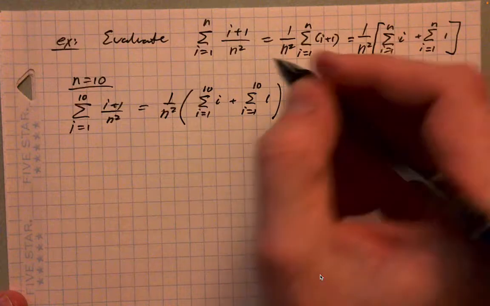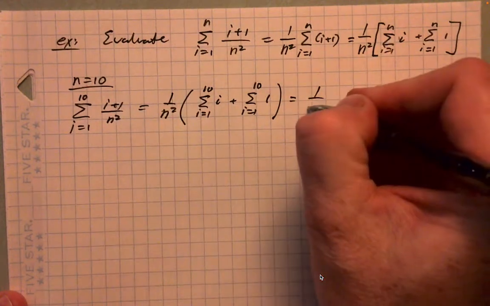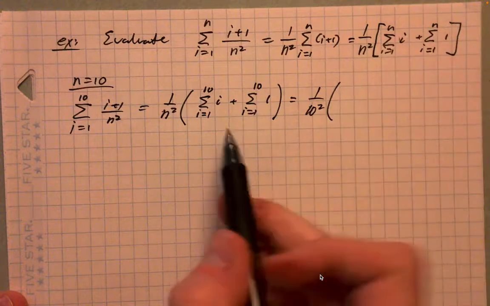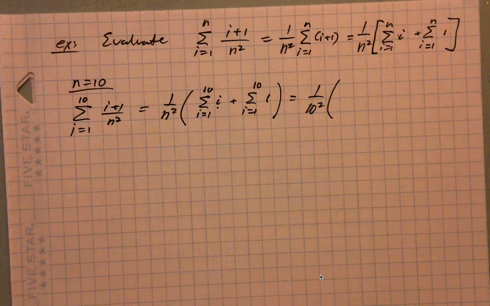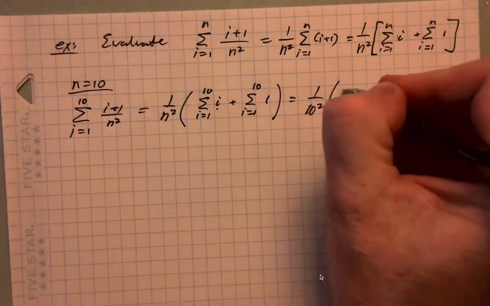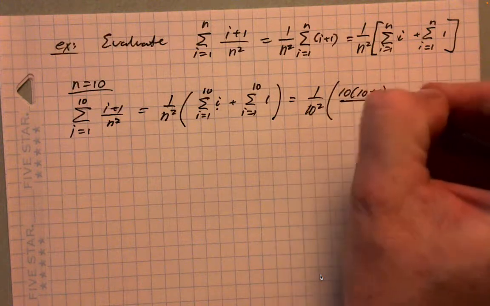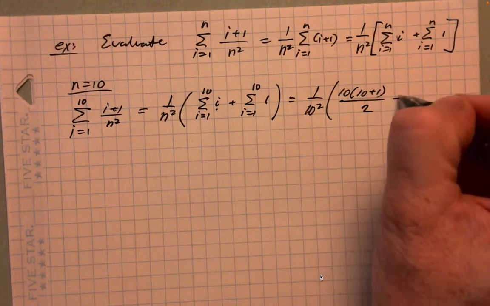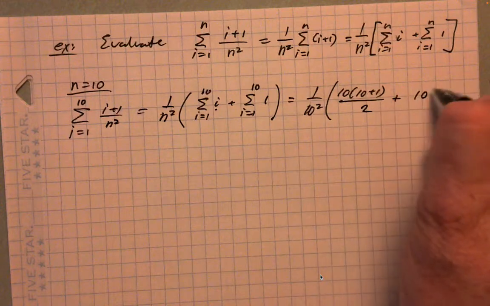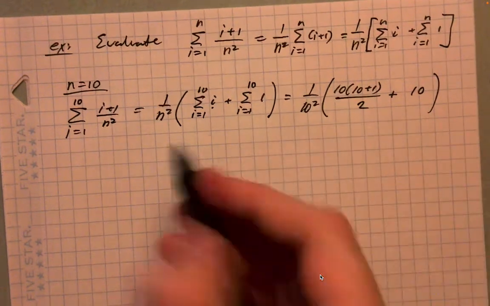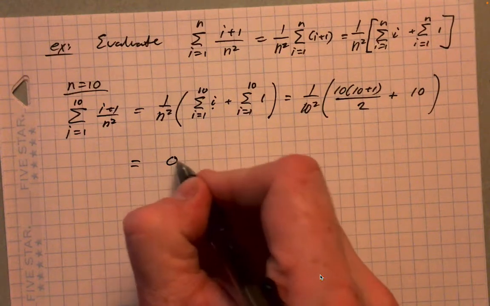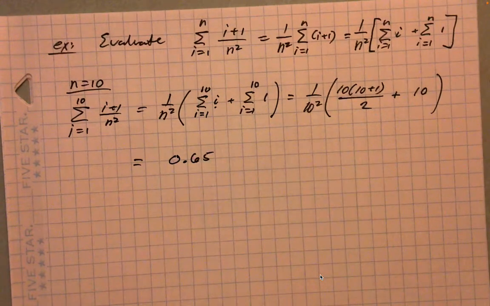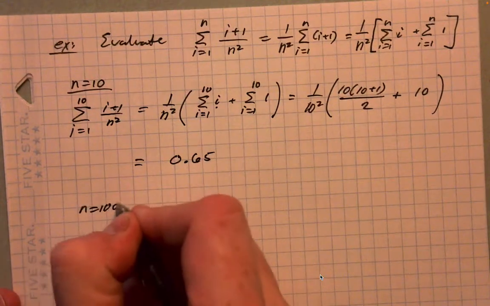Technically we know what n is, so I should have written 1 over 10 squared here. And then what's the sum from I equals 1 to 10 of I equal to? Well, you could just reference the previous theorem and see that it's this, and then this one would be 10 times 1, so just 10. Okay, so we can crunch all those numbers. I've done this in advance, and so I can tell you that this is equal to 0.65. All right. What about n equals 100?